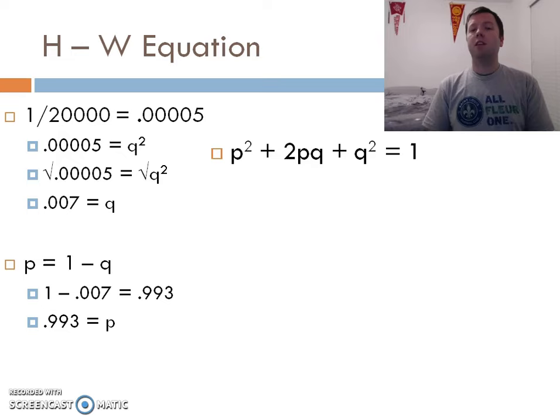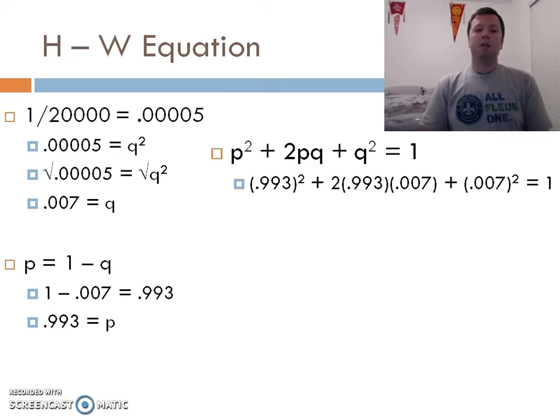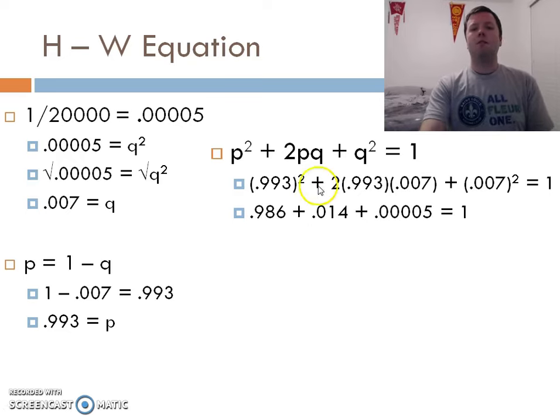So now we can go back and plug everything into our original equation. So p squared is 0.993 squared. 2pq, that's 2 times 0.993 times 0.007. And q squared, we already figured out. That's right here, 0.007 squared. So do the math, do your order of operations. p squared, 0.993 squared, is 0.986. 2pq is 0.014. And then 0.007 squared is 0.00005, like we learned here at the very beginning. All that adds up to 1.